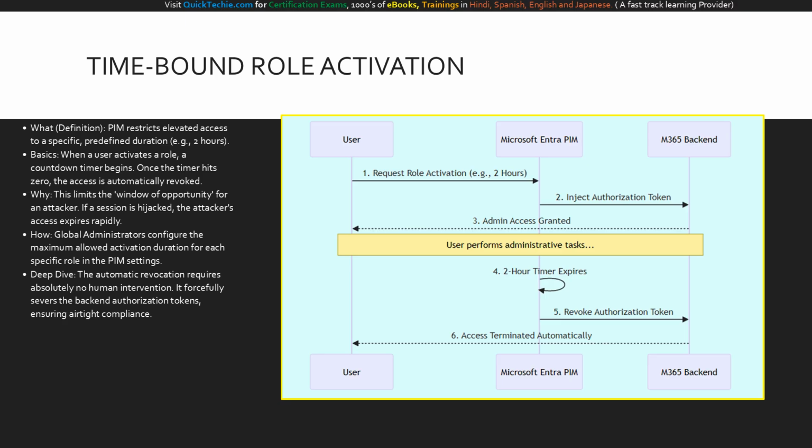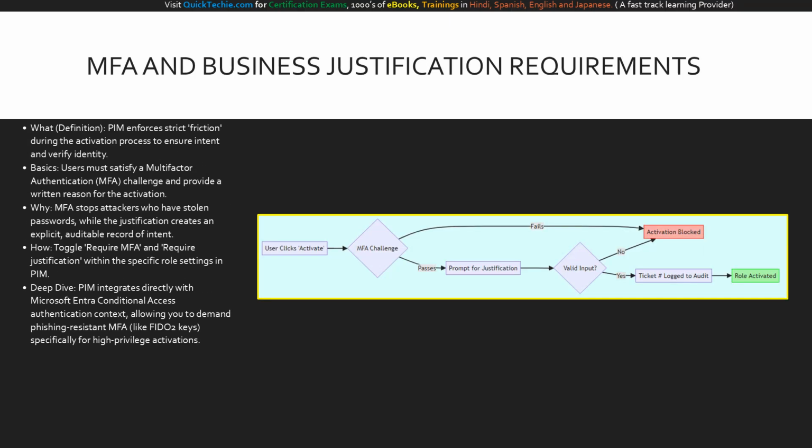The PIM engine hits the exact 2-hour mark. Instantly, PIM fires a revocation command to the system, stripping the token. The user's access is terminated automatically. The environment cleans up after itself flawlessly. Time limits are excellent, but we must also secure the front door of the activation process.